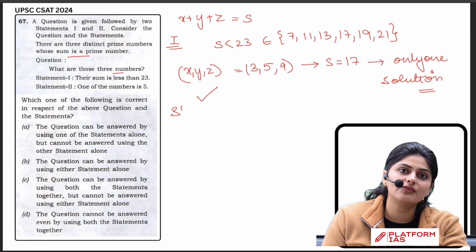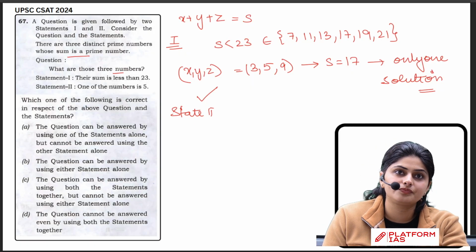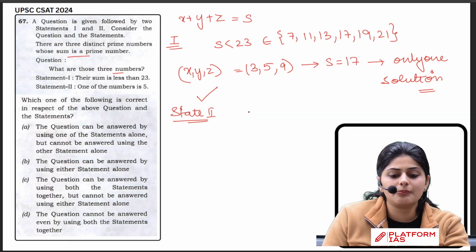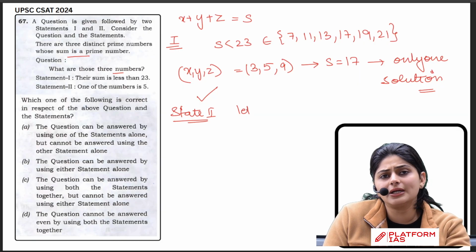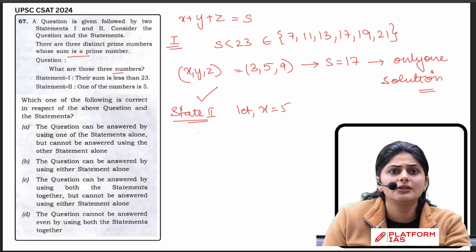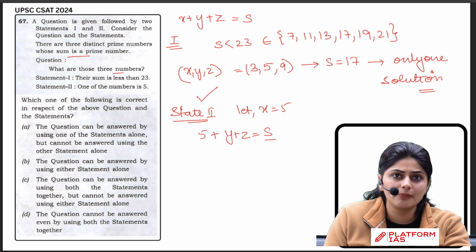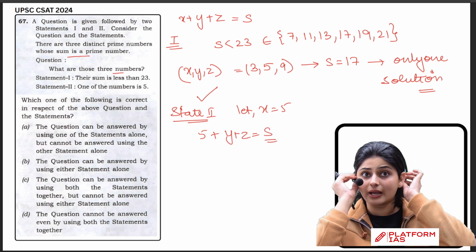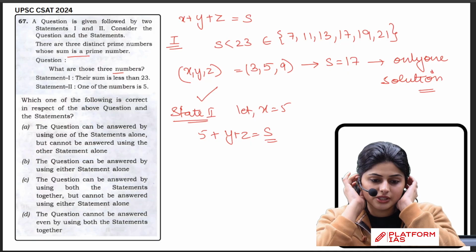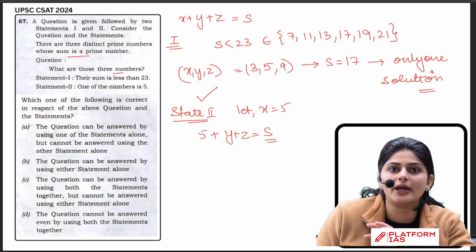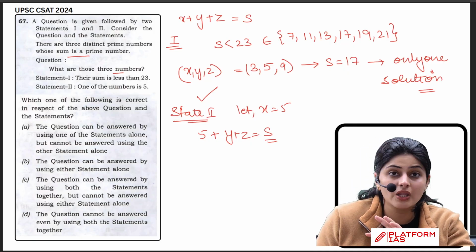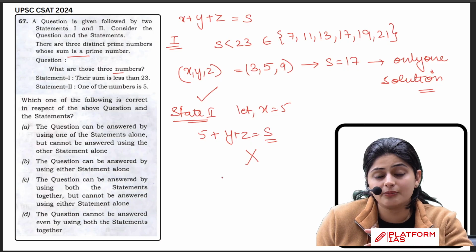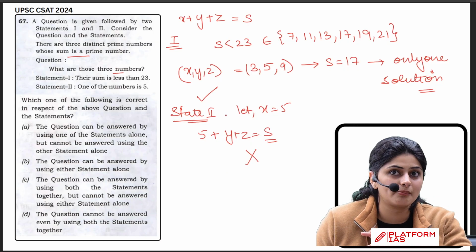Now we will check statement 2. One of the numbers is 5. Let's assume that x is 5. Then we can write 5 plus y plus z is S. There is no limit on S. S can be any prime number, and we can find infinitely many solutions for y and z to satisfy this condition. So no definite solution can be found using statement number 2.